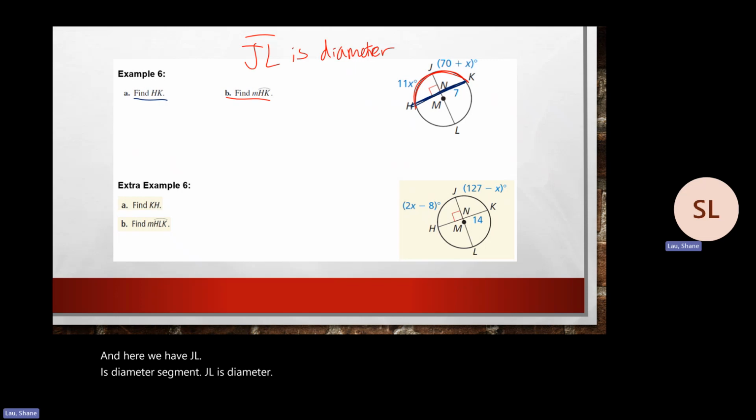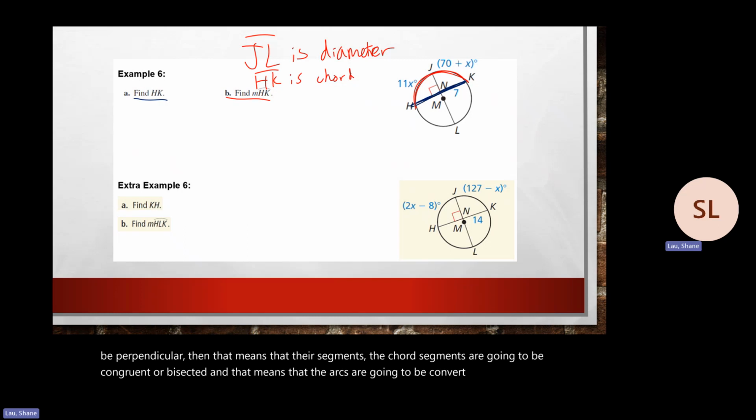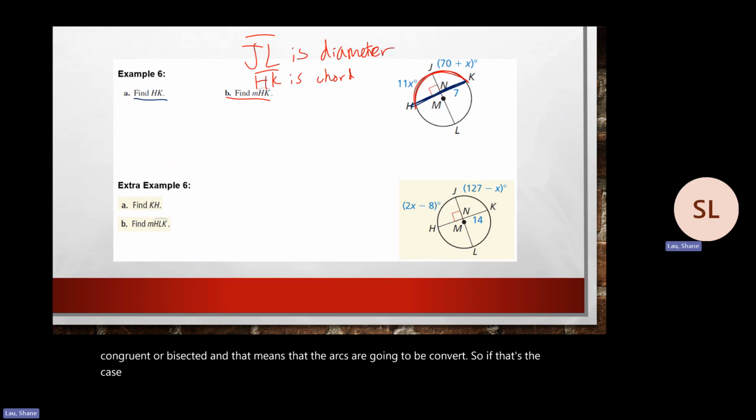And we also see that HK is a chord. And according to our 10.7 theorem, if the diameter and the chord were to cross each other and be perpendicular, then that means that their segments, the chord segments, are going to be congruent or bisected, and that means that the arcs are going to be congruent. So if that's the case, then we're going to use that.